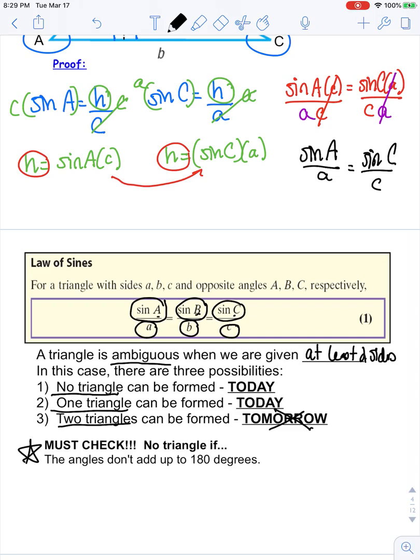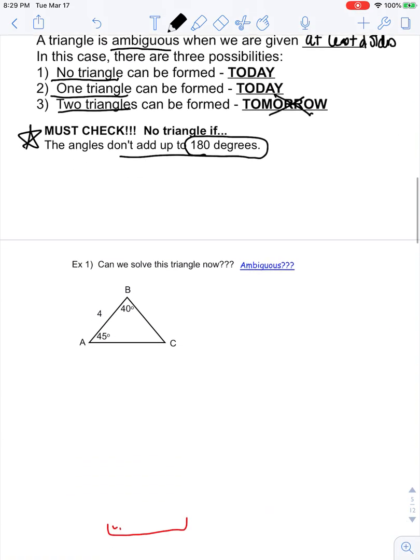possibly be formed. One thing to make sure that you always do is check your angles. Remember that the angles of a triangle must add up to 180 degrees. If that doesn't happen, then you're going to have to get rid of that possible solution.